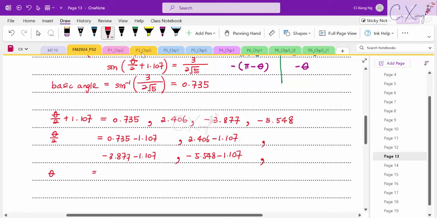Okay, so to get the data, I need to take the answer here, multiply with 2, right? For this step, we need to double check and see whether our data is in the range or not. So let's have a try for the first answer here. 0.735 minus 1.107 and then times 2. So if you times 2, yeah, wait, let me have a look.